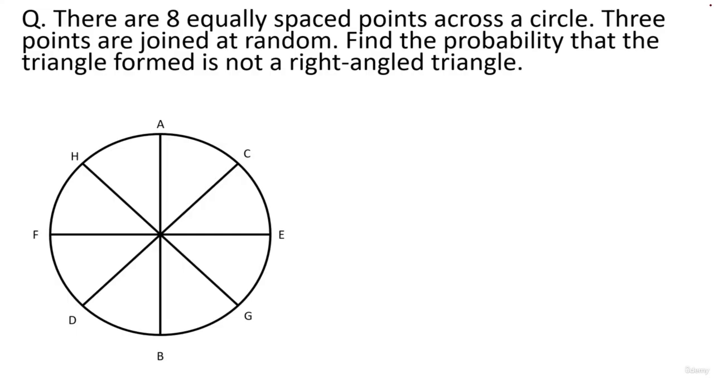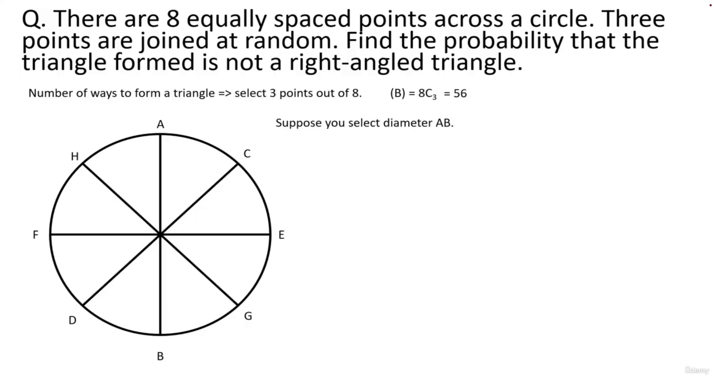So your sample space will be the selection of 3 out of 8 points, 8C3, isn't it? So the sample space here, I call it B, is nothing but 8C3, which is 8 into 7 into 6 divided by 3 into 2, 6 cancels, it becomes 56, right? And now further, suppose I take diameter AB. If I have selected diameter AB, I have already selected 2 of the 3 points, right? So if I have selected AB, for forming a triangle, I can select 1, 2, 3, 4, 5, 6, these 6 points.